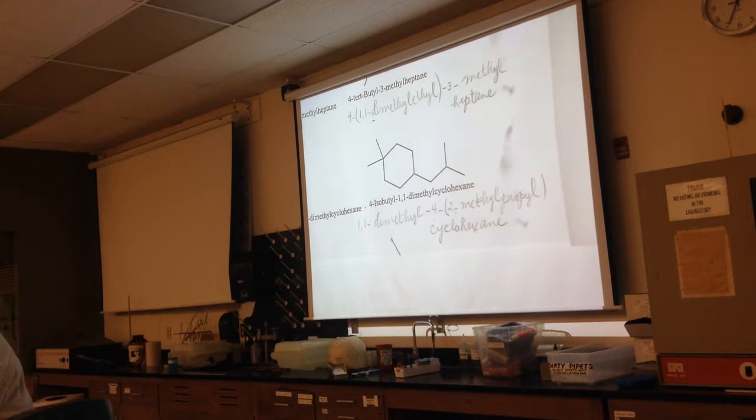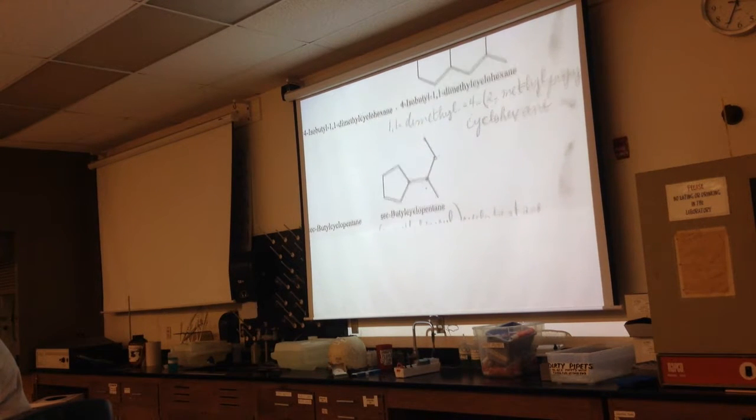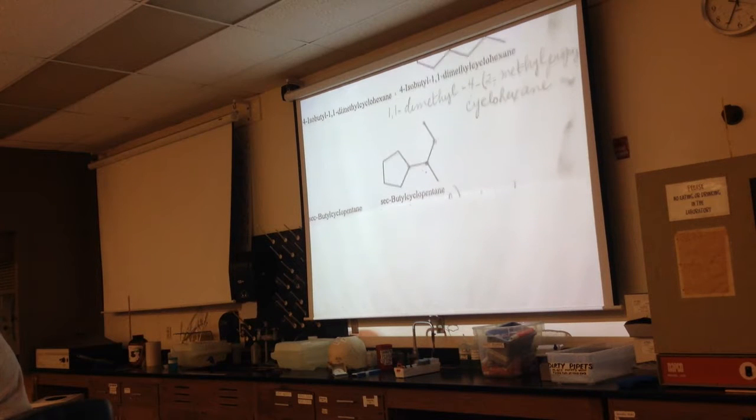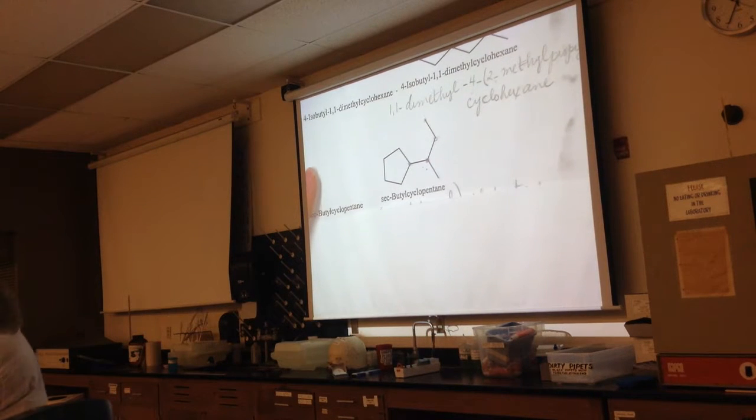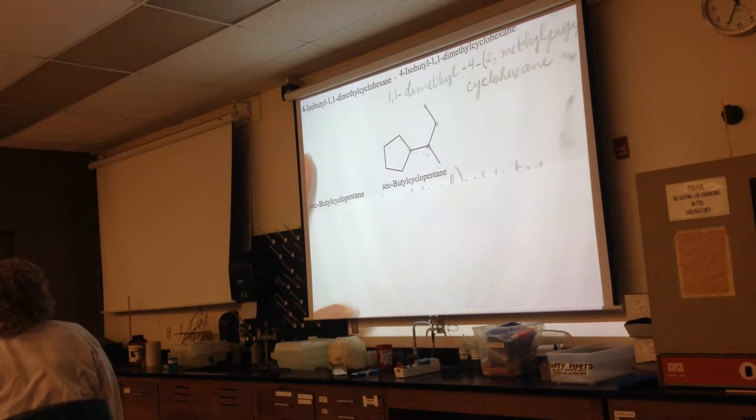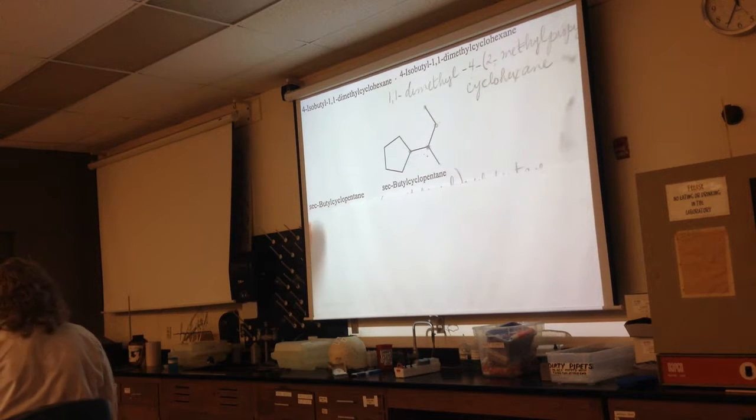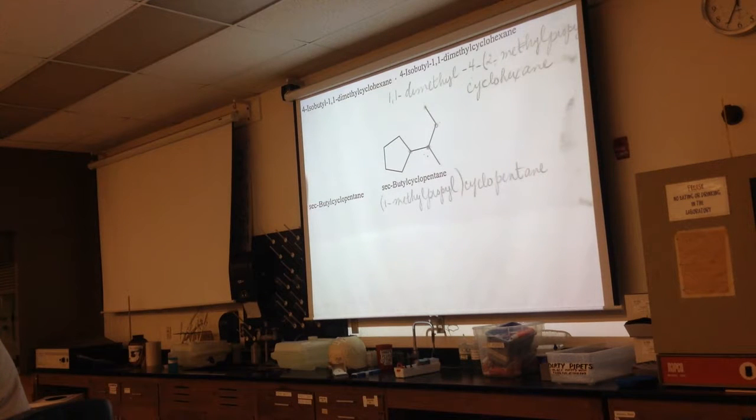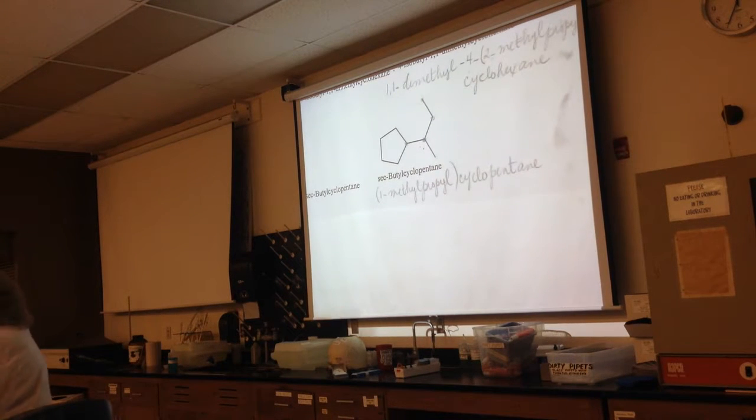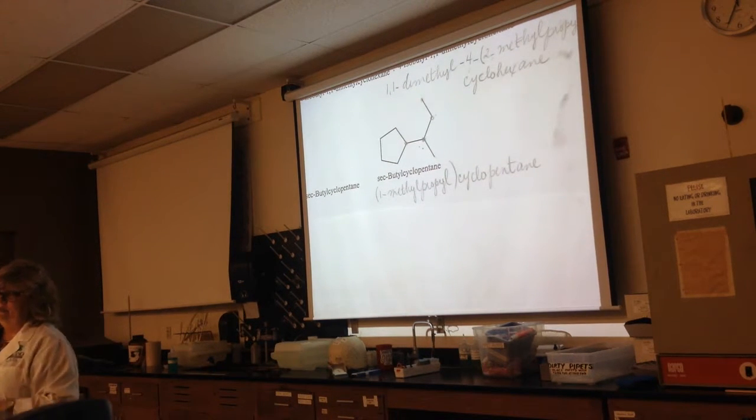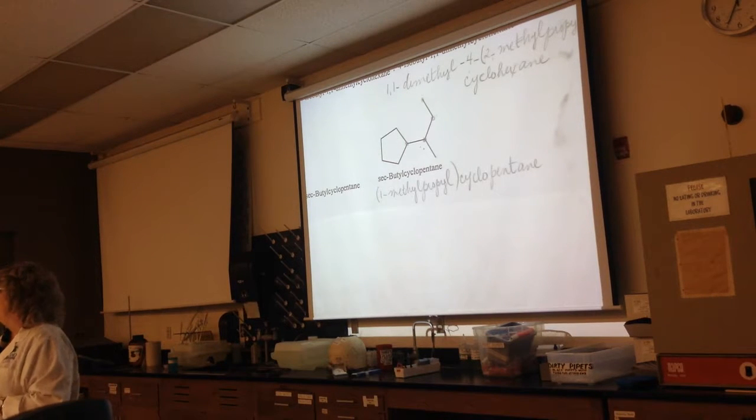Okay, you go to letter D, and letter D, oh, it looks so good. There's my sec-butyl cyclopentane. So there's the sec-butyl cyclopentane. The new nomenclature for the sec-butyl cyclopentane is 1-methylpropyl cyclopentane. And here is the beginning of problems.